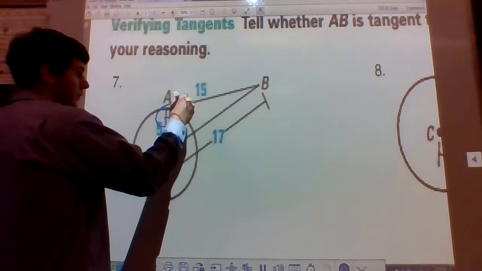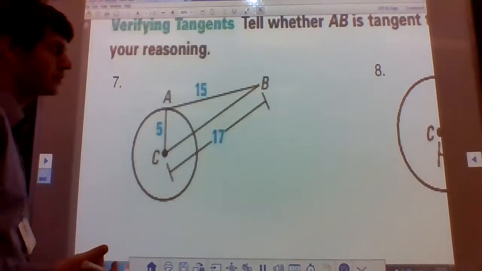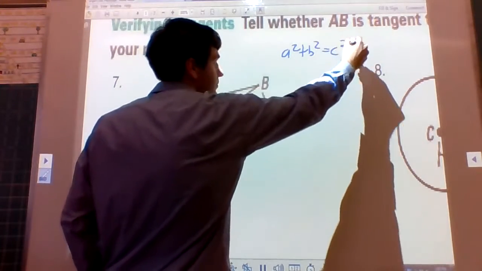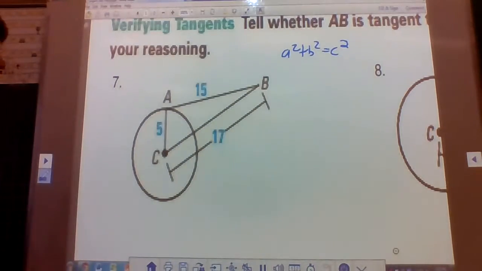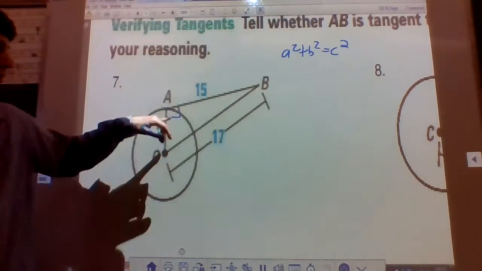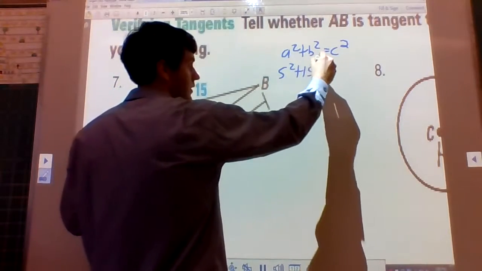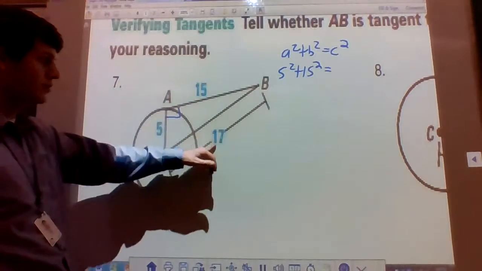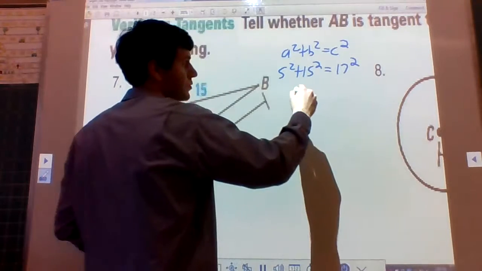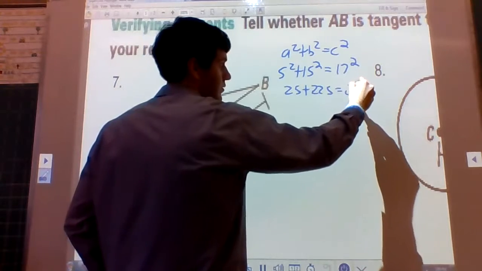So what we're going to do to figure this out is we're going to look at the triangle and see if it's a right triangle. So is a squared plus b squared equal to c squared? This is the angle we're trying to determine if it's a right angle at. So the legs of that hypothetical triangle would be 5 and 15. So we would have 5 squared plus 15 squared. And the hypotenuse of that hypothetical triangle would be 17. 5 squared is 25. 15 squared is 225. 17 squared is 289.